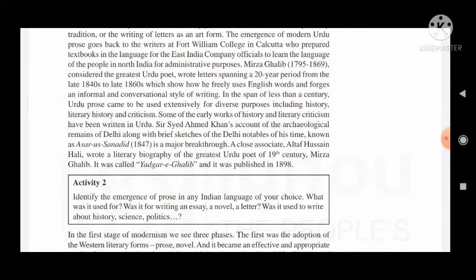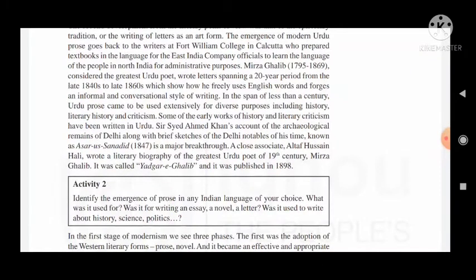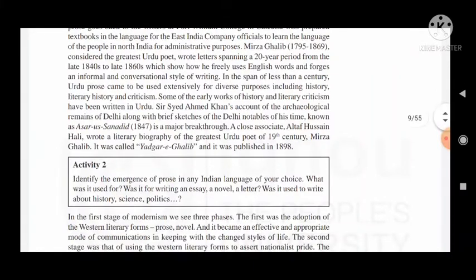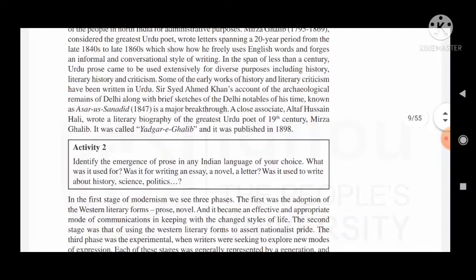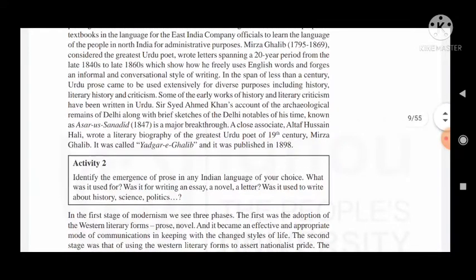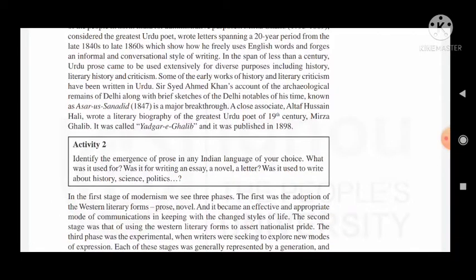Mirza Ghalib, 1795 to 1869, considered the greatest Urdu poet, wrote letters spanning a 20-year period from the late 1840s to the 1860s. He freely used English words and forged an informal and conversational style of writing. He was the first Urdu poet to do so.